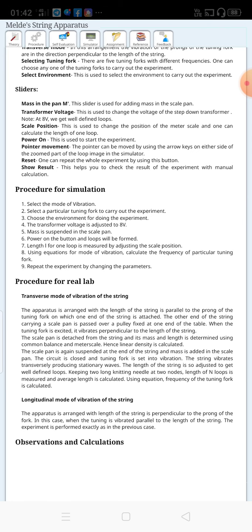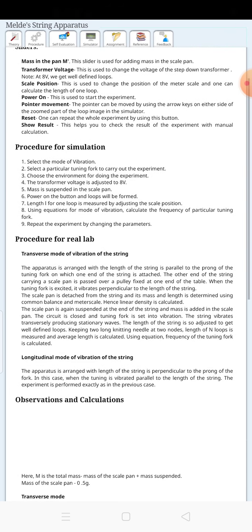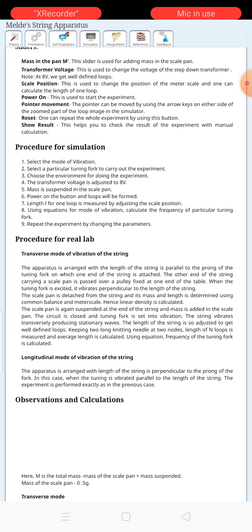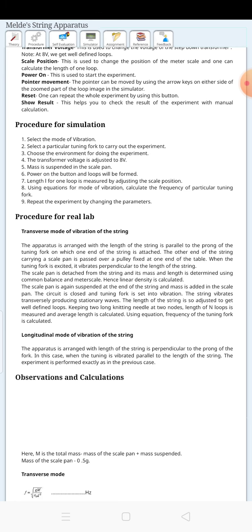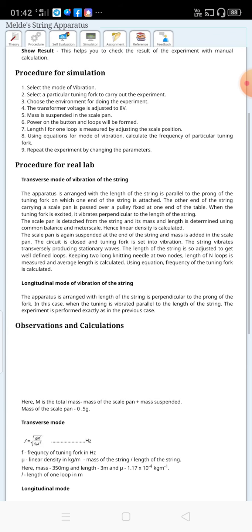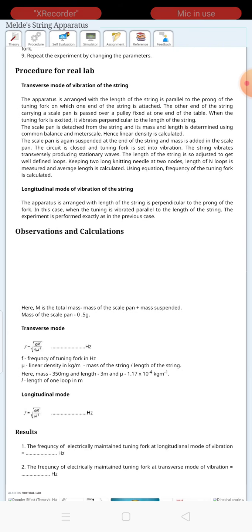Mass is suspended in the scale pan. Power on the button and loops will be formed. Then the length for one loop is measured by adjusting the scale position. Using equations for the mode of vibration, calculate the frequency of the particular tuning fork. Repeat the experiment by changing the parameters. For a real lab this is not necessary, but you can study it and then write down your observations and do your calculations.